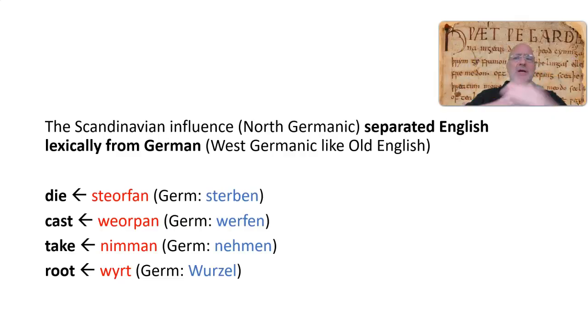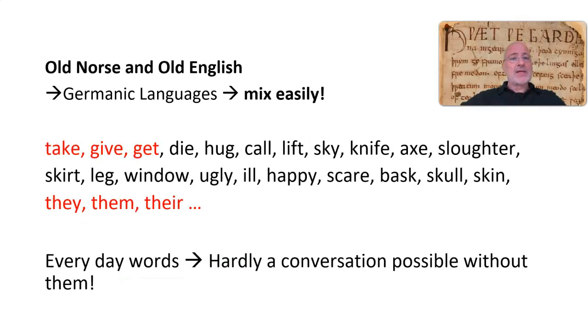What I said before, find correspondences in German. If you can't find them, look at northern words first of all. It was very Germanic, but those Germanic words like die, cast, take, root, which you can't find in German, have to be of Viking stock, replacing Anglo-Saxon native words. Okay.